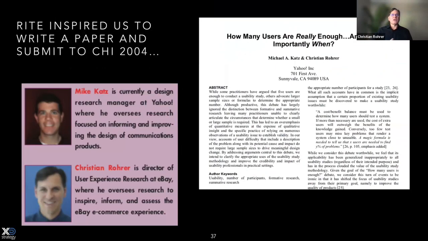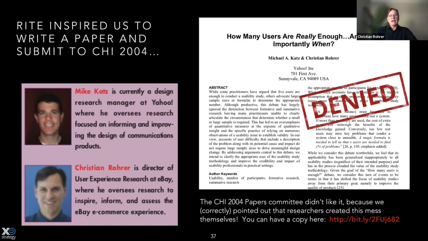In fact, it inspired myself and another colleague, Mike Cates, to write a paper building on that. We wrote a paper called How Many Users Are Really Enough? And more importantly, when? We submitted it to CHI and it was denied. Okay, fine. Mainly because the way we described it was, we said that the problem was that researchers, we ourselves, putting ourselves in the same category, we created this mess. We made such a big deal about the numbers and all that, and it's caused more problems than it solved. If you want a copy of the paper that was never accepted by CHI, there's a short URL. Feel free to take it.